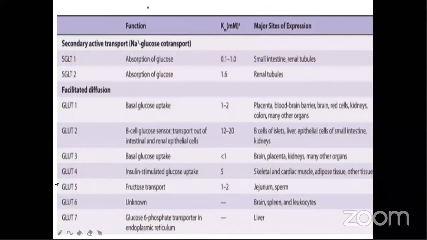These are very, very important. Islet cells take up glucose with the help of GLUT2. Mark it as important, because they will ask in the exam, maybe a fill in the blanks. Insulin stimulated glucose uptake occurs with the help of GLUT4, and fructose transport occurs with the help of GLUT5. So mark it down.